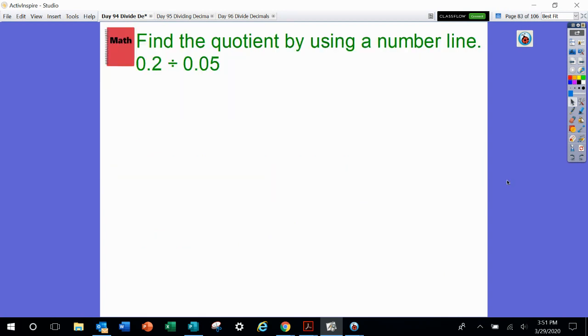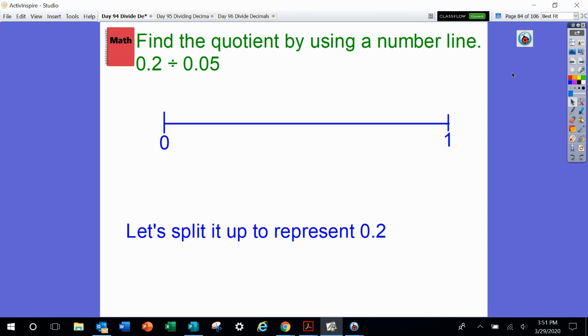Okay, find the quotient by using a number line. This one's a little different because here we have 2/10 divided by 5/100ths. We're using slightly different units. So let's look at this number line. Let's split it up to represent 2/10. You're not drawing this yet.